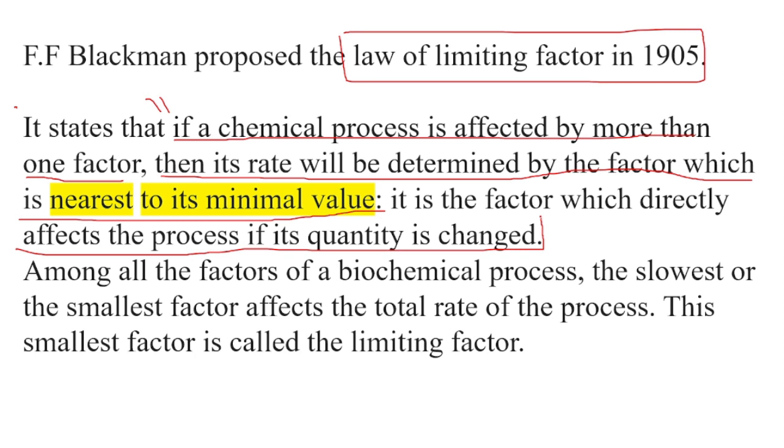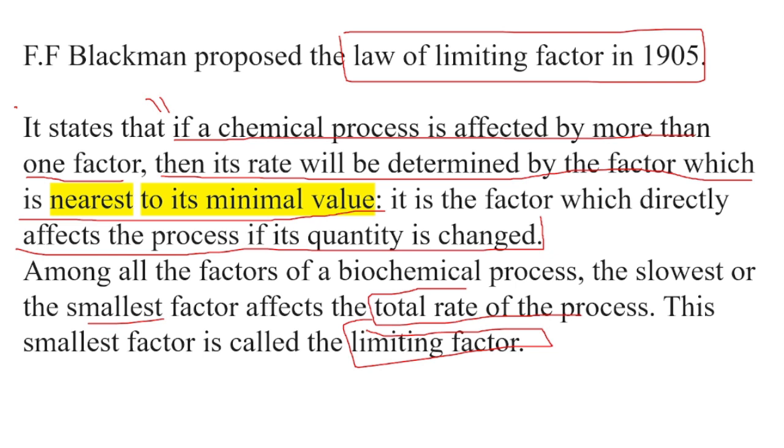So among all the factors of a biochemical process, the slowest or the smallest factor affects the total rate of the process, and this smallest factor is the limiting factor. For example, 1 is good, 2 is very less in number, and 3 is also good. So here 2 will be the limiting factor. That is Blackman's law of limiting factor.